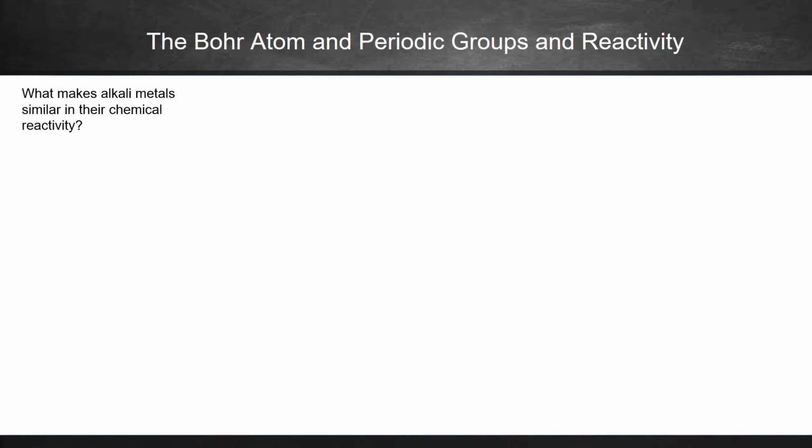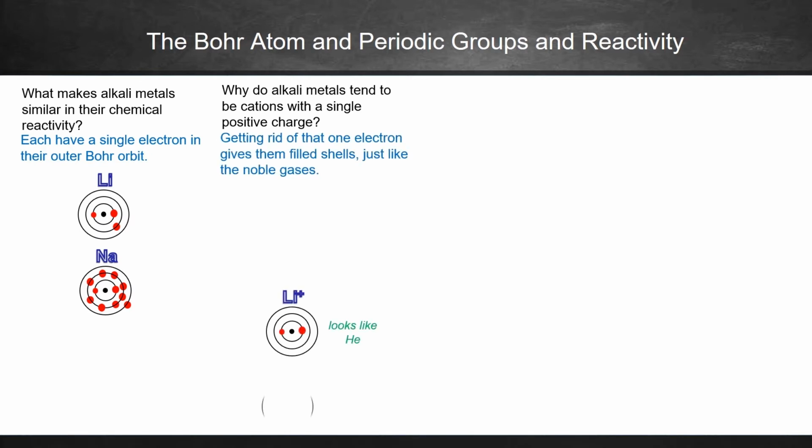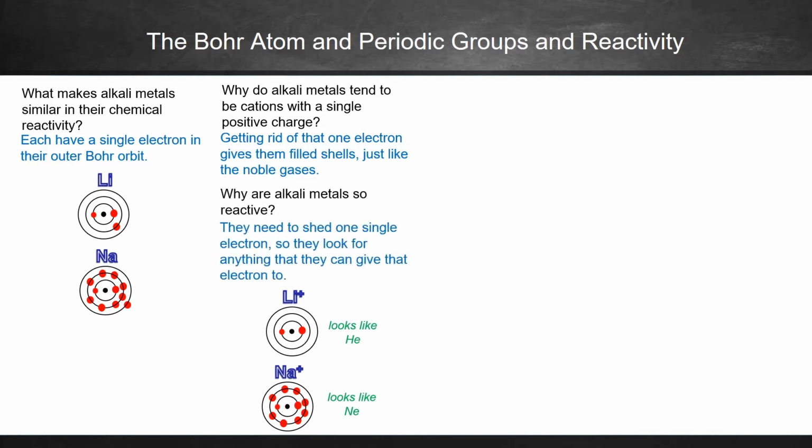What makes alkali metals similar in their chemical reactivity? Well, the answer is that they each have a single electron in their outer Bohr orbit. Why do these elements tend to be cations with a single positive charge? Well, remember my Striplin law that everybody wants to be noble? Well, if these elements get rid of that pesky 1 electron, then they have filled shells just like the noble gases. So why are they so reactive? They just need to shed 1 electron to be happy, so they eagerly look for anything they can give that electron to.